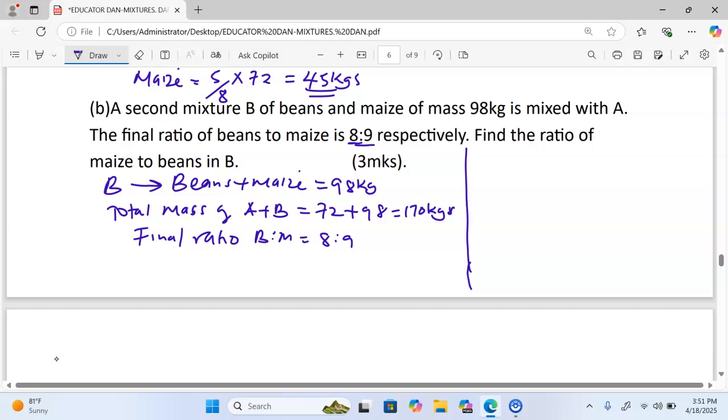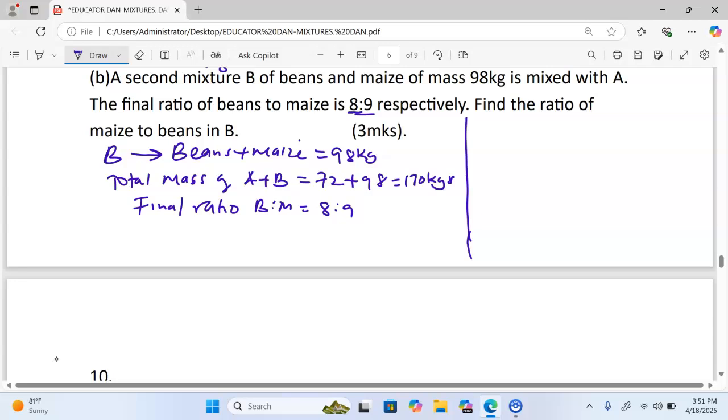We can now start by getting the mass of beans. Mass of beans in A and B will be equal to, the ratio that represents beans is 8, out of the total ratio of 17, that is 8 plus 9. We multiply by 170, and this one here is going to give us 80 kgs.